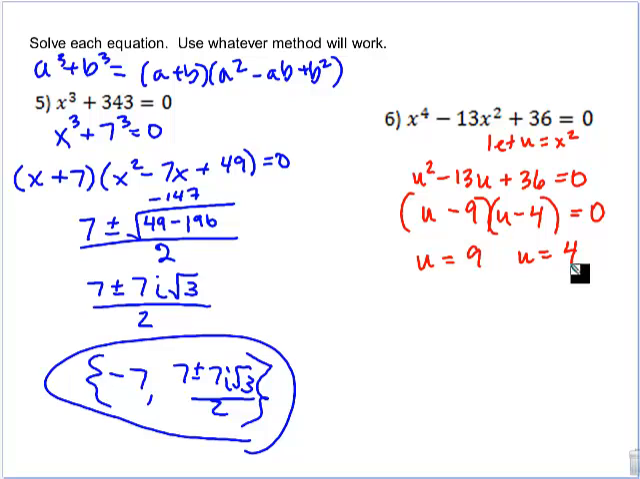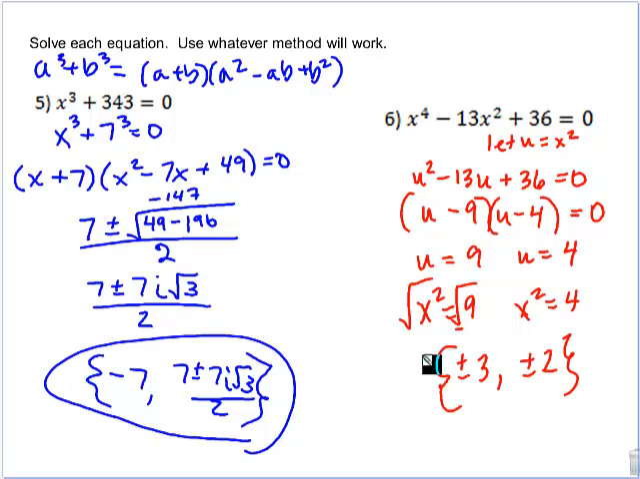But what's my original variable? My original variables are x's, so if u is equal to x squared, now we have to replace the u with the x squared. So we have x squared is 9 and x squared is 4, because we want to ultimately solve for our x's. Well, if x squared is 9, what is x for this one? Not just 3, because you take the square root, it's plus or minus 3. And then how about for x squared is 4? Plus or minus 2. So there would be our solutions.